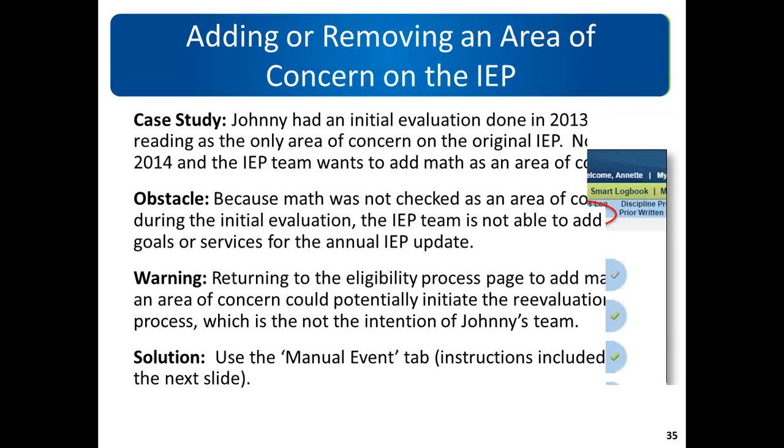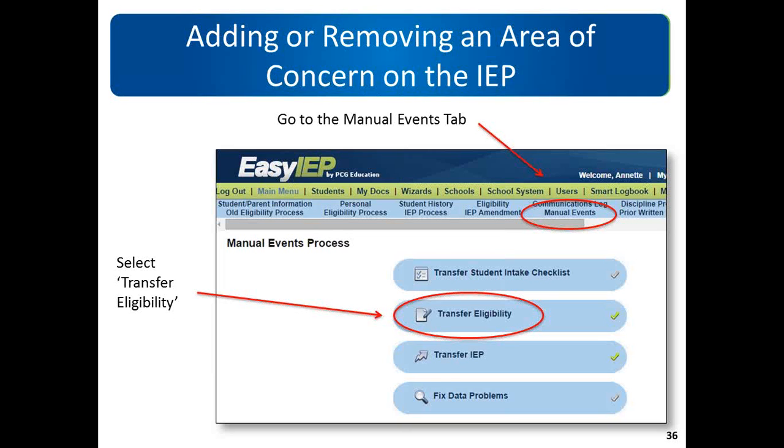So what you're going to do is you're going to use the Manual Events tab. This is a screenshot of the new updated SEDS, but there's nothing new about this process. You could do it today if you want to using the existing SEDS. So what you're going to do is check the Manual Events tab and then choose the Transfer Eligibility section. And when you choose that, this page will pop up and you then can check a new box for an area of concern that you'd like to add.